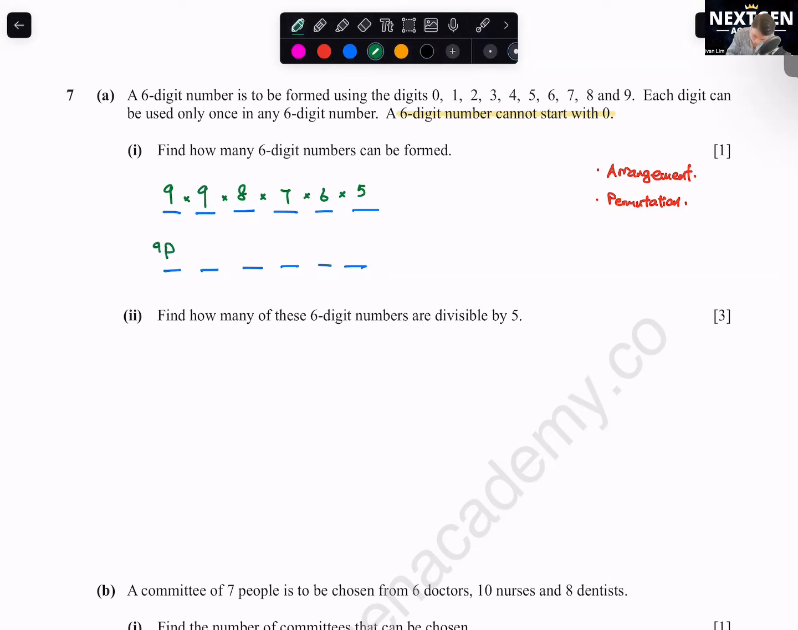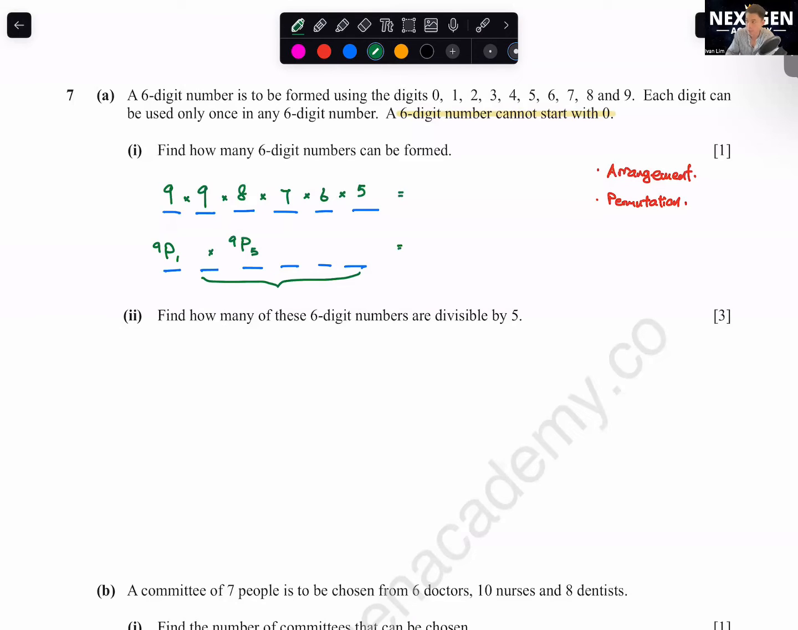Okay, 9P1, because I cannot use the 0. Then these 5 spaces, I can fit in 0 also. So I still got another 9 choices. So here, 9P5.